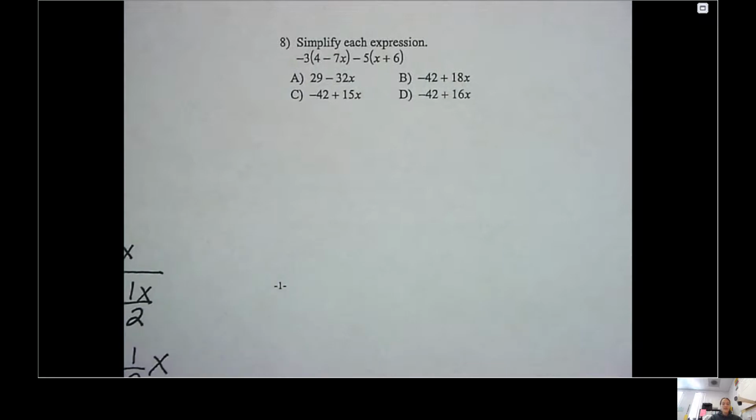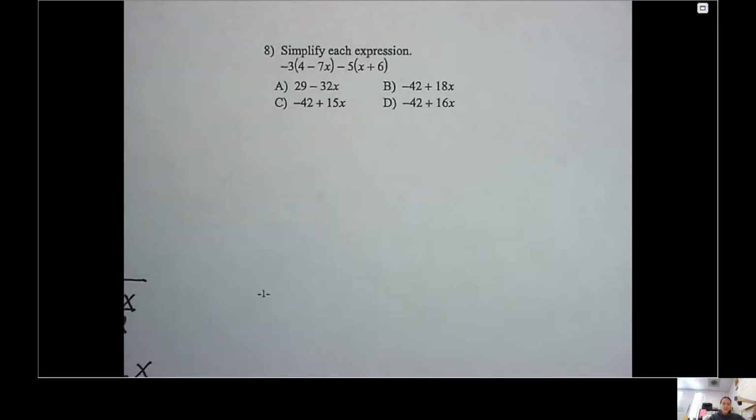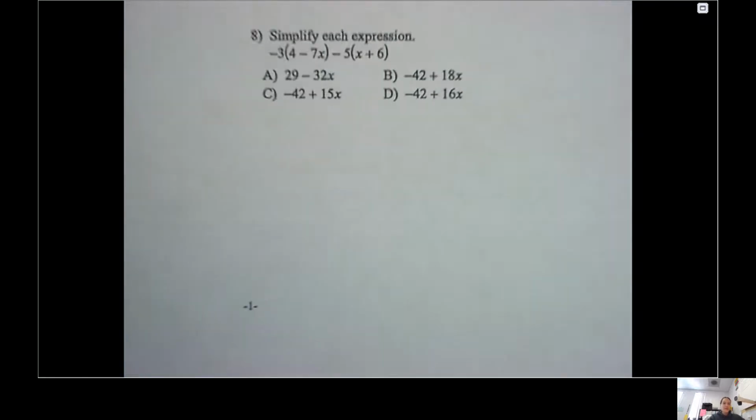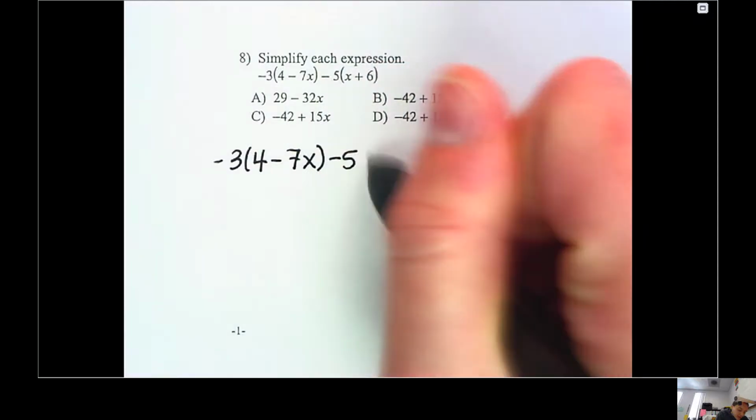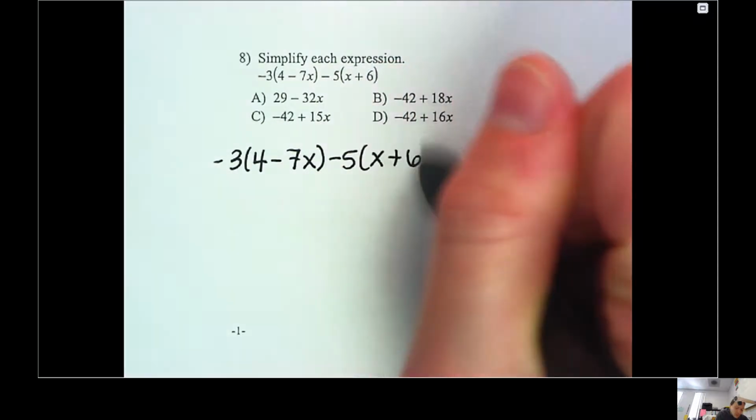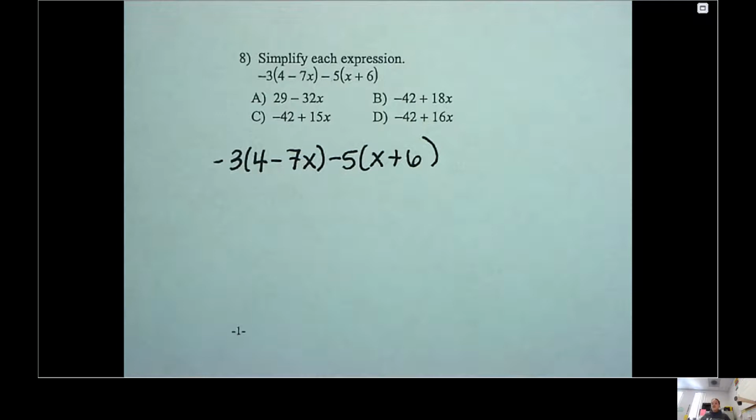Okay, number 8. Simplify the expression. Okay, so I see some parentheses here and I see numbers in front of the parentheses, which means I'm going to have to do some distribution. So I'm going to rewrite the problem. Minus 5, x plus 6. Okay, and so from here, there's no real solving for this problem because there's no equal sign. All you're doing is simplifying it. You're making it as small as possible.